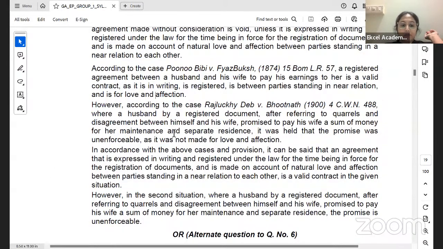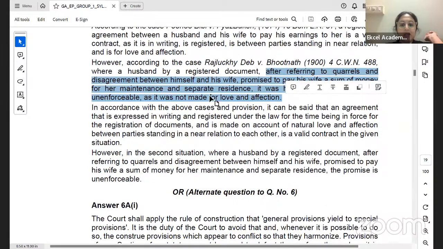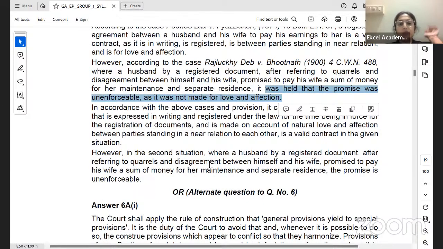However, in the second situation they have given, the husband, by a registered document, after referring to quarrel and disagreement between himself and his wife, promised to pay his wife a sum of money for her maintenance and a separate residence. It was held that the promise was unenforceable as there is no natural love and affection. If it is made out of natural love and affection, you can say it is an exception. But here they are quarreling and residing separately, so the answer will be different. It is not valid due to want of consideration.